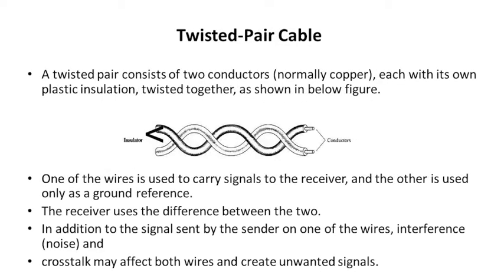Twisted pair cable. A twisted pair consists of two conductors, normally copper, each with its own plastic insulation, twisted together as shown in this figure. One of the wires is used to carry the signal to the receiver and the other is used only as the ground reference. The receiver uses the difference between the two. In addition to the signal sent by the sender, interference, that is noise and crosstalk, may affect both wires and create unwanted signals.